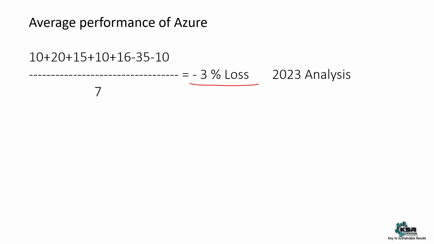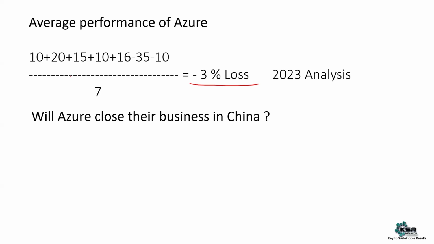Very good. For understanding any business, we are taking an average, accept it. But will Azure close their business in China? See, the Chinese business is minus 35% loss. The other Asian countries except India are minus 10% loss. Accepted. But China is a restricted country, right? Only Azure has a presence in China. Even AWS presence in China is almost nil, whereas Azure has a good presence. Accepted, but revenue generated from China is very low.